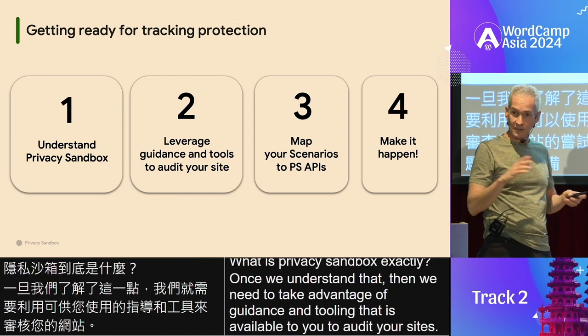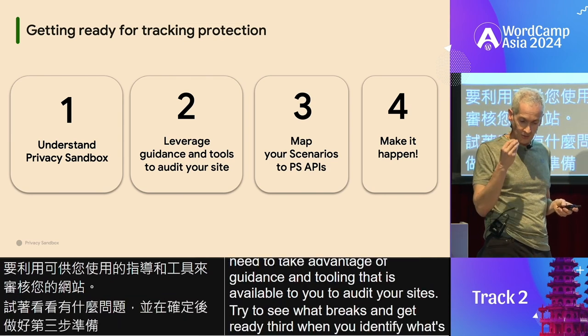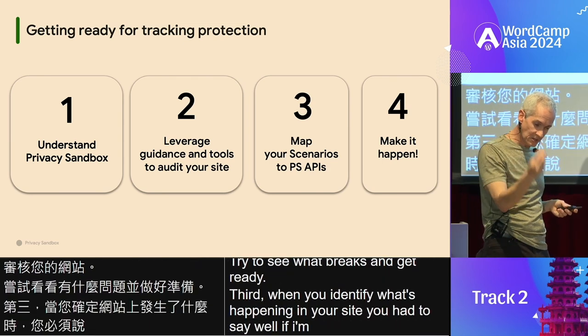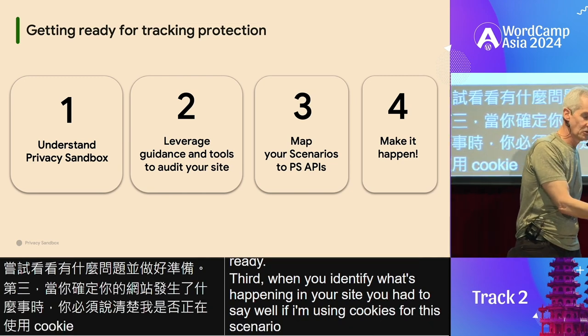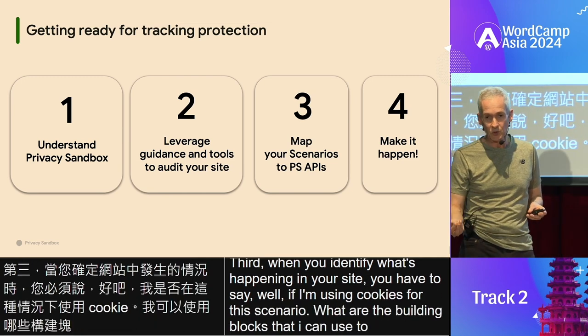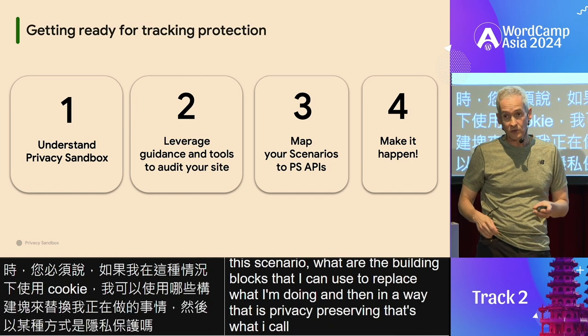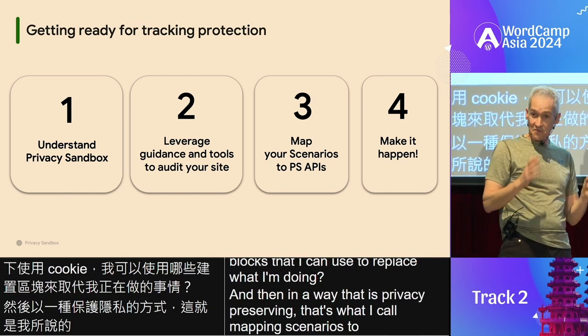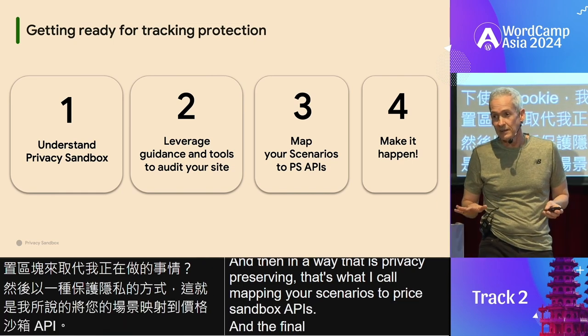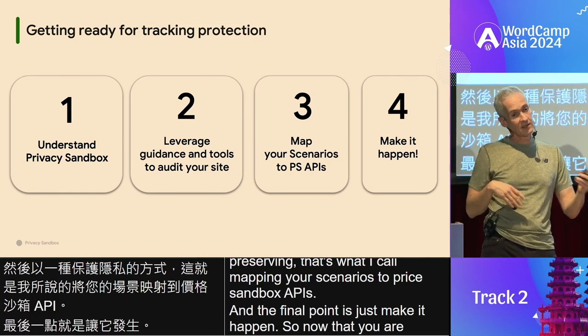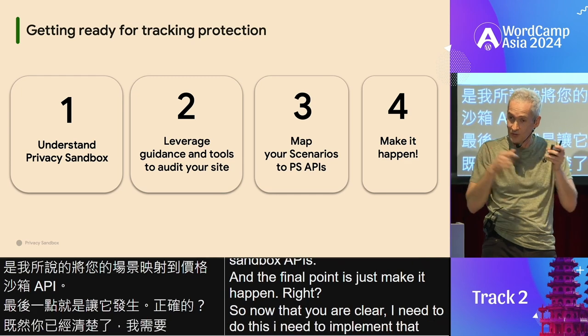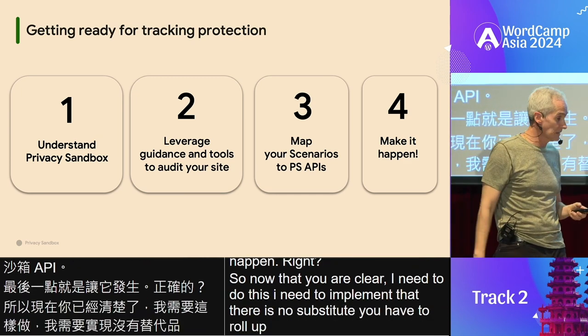Third, once you identify what's happening on your site, you have to say, if I'm using cookies for this scenario, what are the building blocks that I can use to replace what I'm doing in a privacy-preserving way? That's what I call mapping your scenarios to Privacy Sandbox APIs. And the final point is just make it happen. Now that you are clear on what you need to implement, there is no substitute: you have to roll up your sleeves and make it happen.